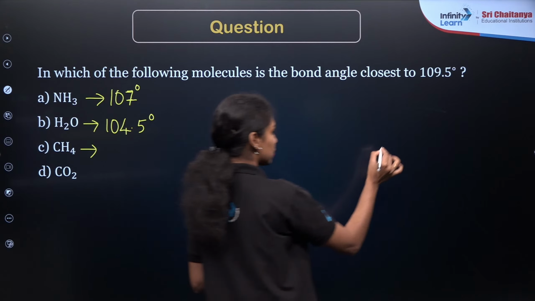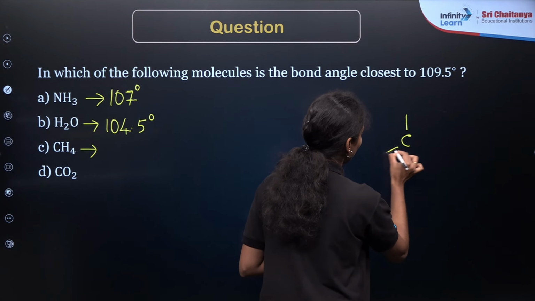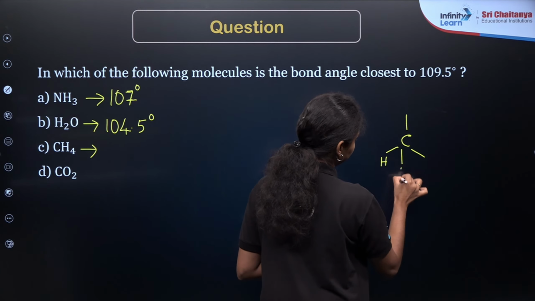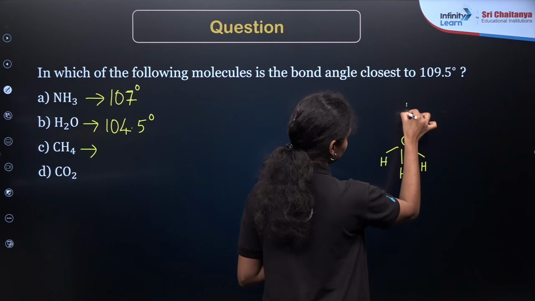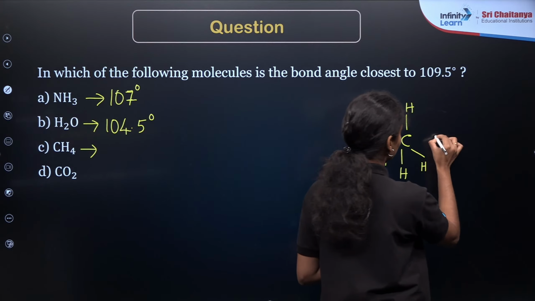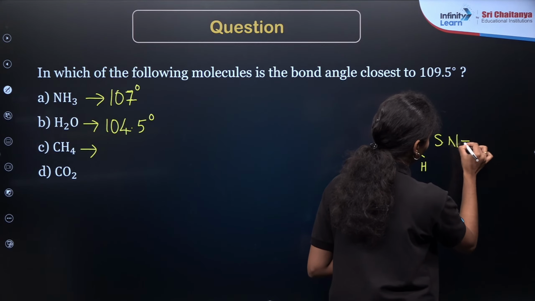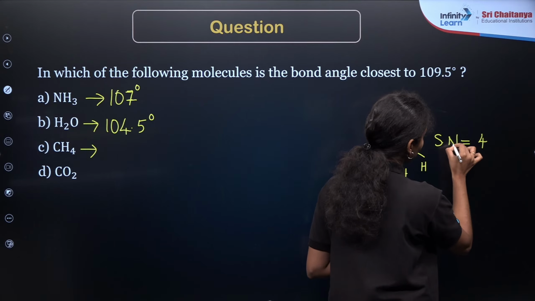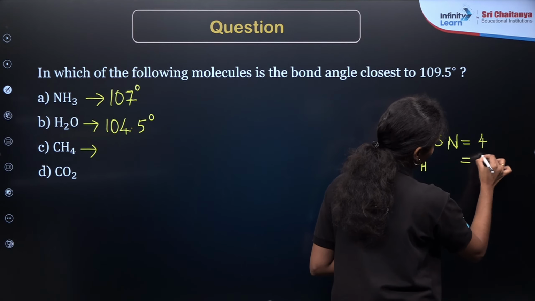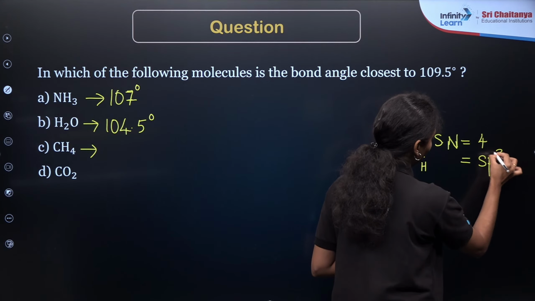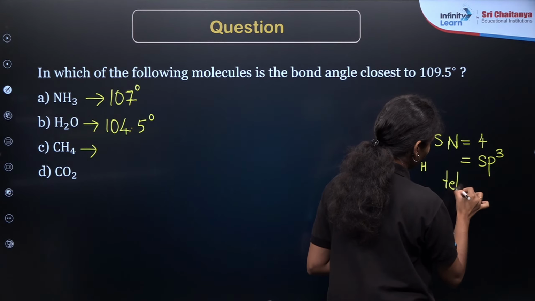If you are drawing the structure of the CH4 molecule, as we already know, it will have the steric number. Steric number is equal to the total number of sigma bonds plus lone pairs. Here only 4 sigma bonds are present, which means sp3 hybridization with the shape of tetrahedral because there is no presence of lone pairs.